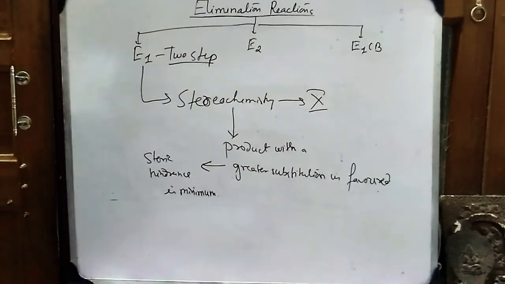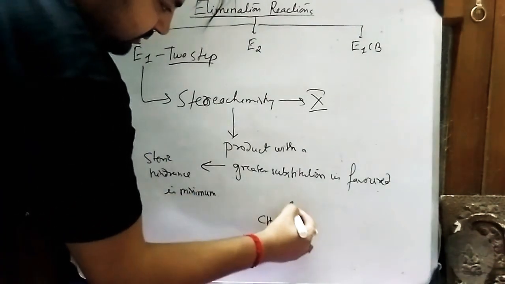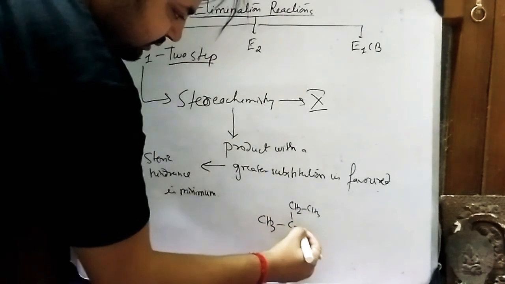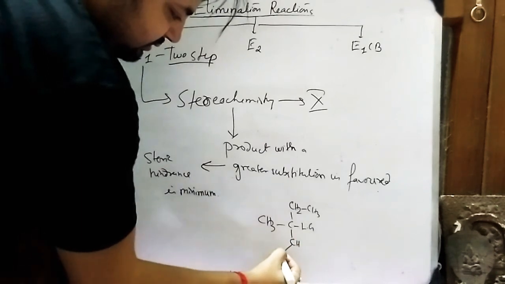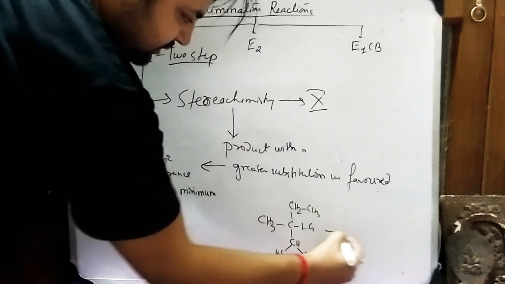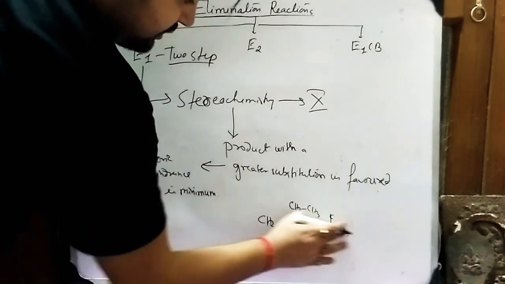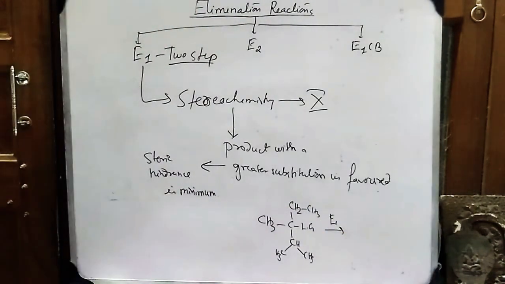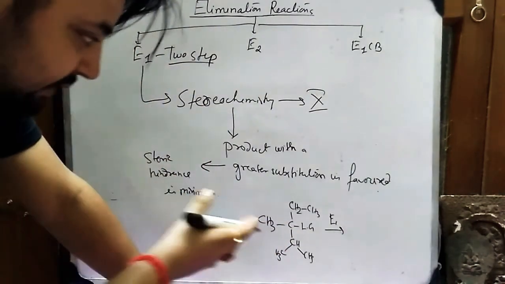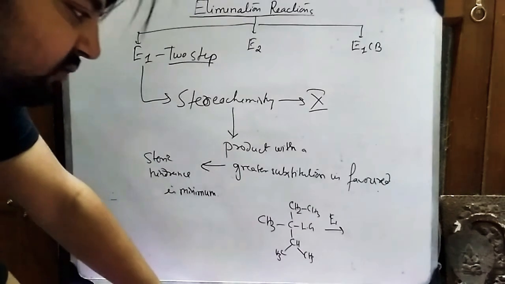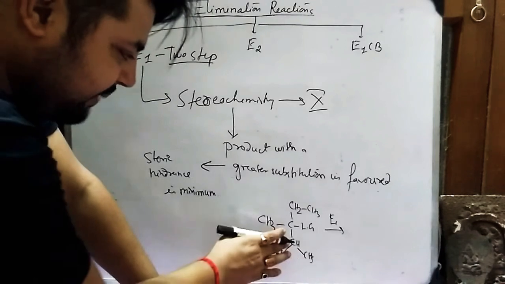Suppose there is a compound, CH3, C, CH2, CH3, here is a leaving group, and here is CH, CH3, CH3. Suppose this is the group undergoing the E1 reaction. Then what will be the product? First of all, we will see that there is no stereochemistry, because a carbocation formation will take place, and then any of the H plus from any side can be abstracted by the base. But what is happening here?